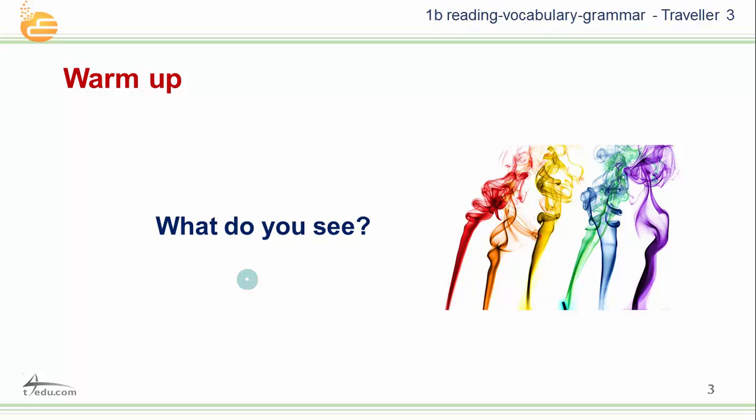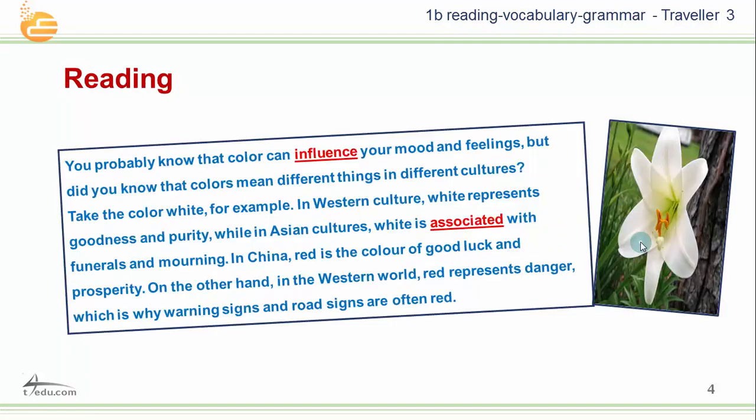If you take a look at the photo here on the right, the question is, what do you see? Some would say smoke, but actually it's colors. So you see the red, the orange, the yellow, the green, the blue, and the purple. These are colors, and they have meanings. So I'm going to read for you about colors in different countries and how they have different meanings in different cultures also.